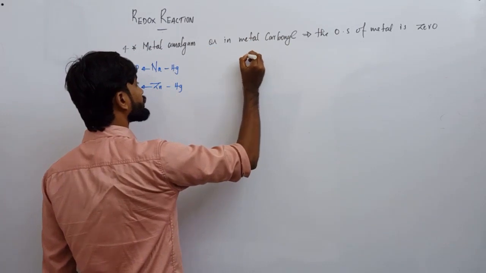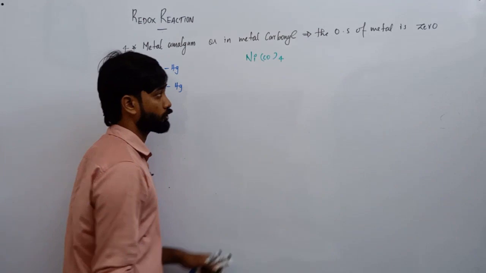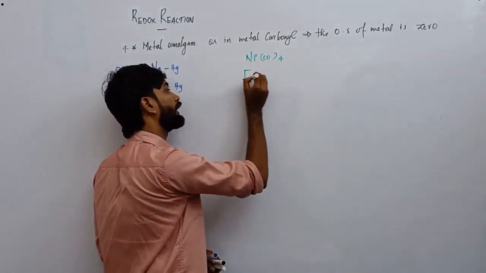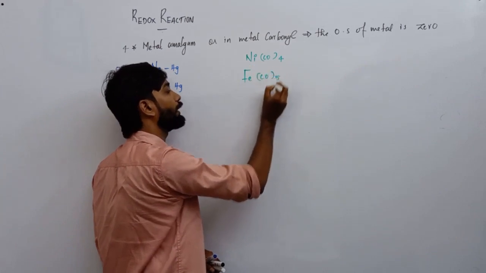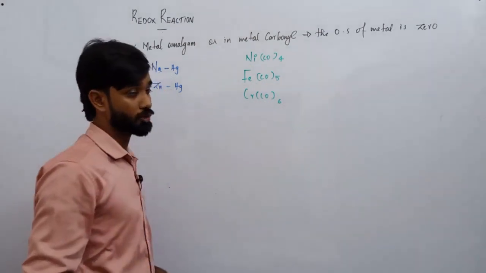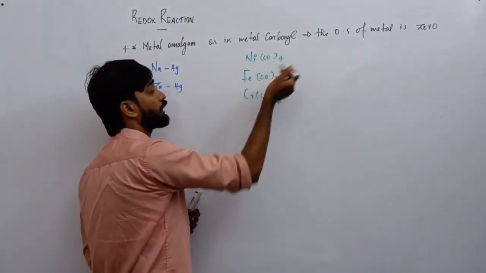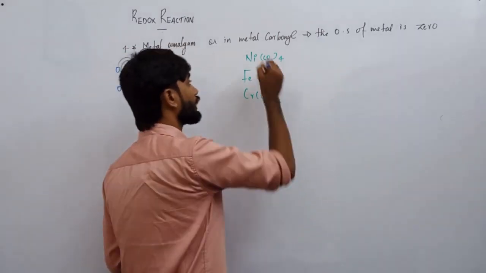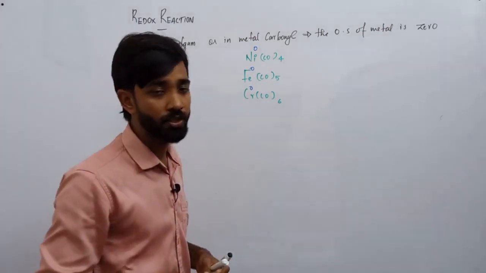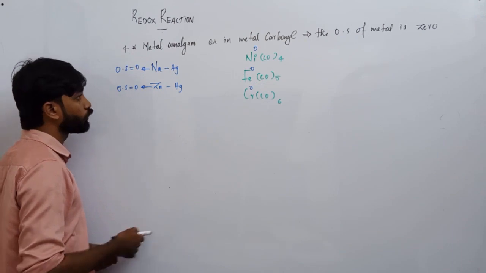What about the metal carbonyls? Examples of metal carbonyls: I think you are familiar with nickel tetracarbonyl from the Mond process of your metallurgy, and iron pentacarbonyl, Fe(CO)5, and chromium hexacarbonyl, Cr(CO)6, it's not 5. These all are metal carbonyls, where the oxidation state of the metal will be 0. That's the next point I have to remember. Moving to the next idea.